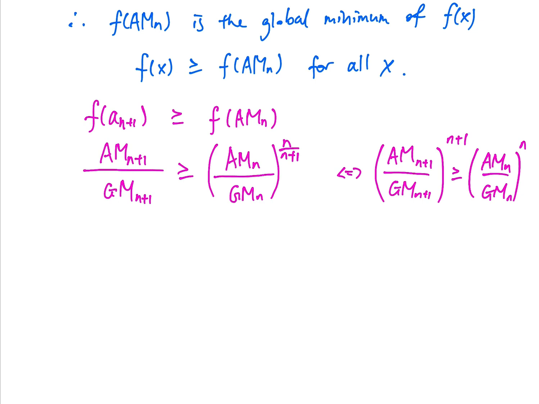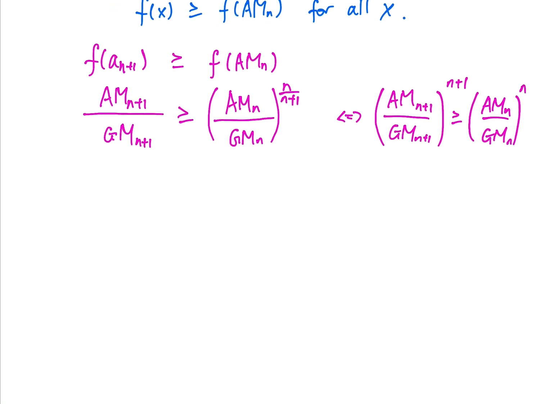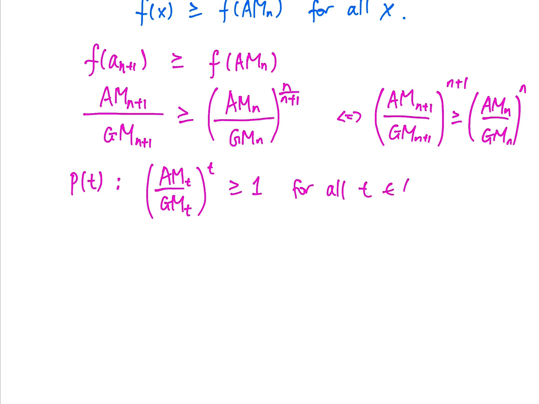So if that is the case, we can in fact set up a hypothesis or a proposition P(n), or maybe P(t). We suggest that AM over GM when there are t items, raised to the t-th power, is greater than or equal to 1 for all natural numbers t.